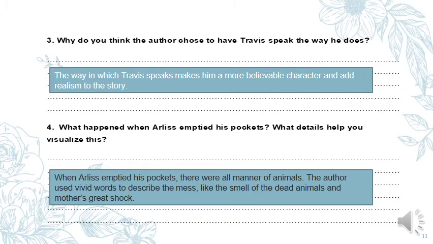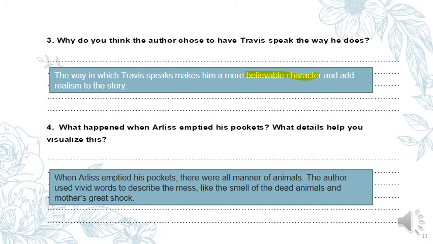Why do you think the author chose to have Travis speak the way he does? Why does Travis talk about his brother in this way? Of course, to make the story believable, plausible. Okay, so the way in which Travis speaks makes him a more believable character and adds realism to the story, makes it more real.